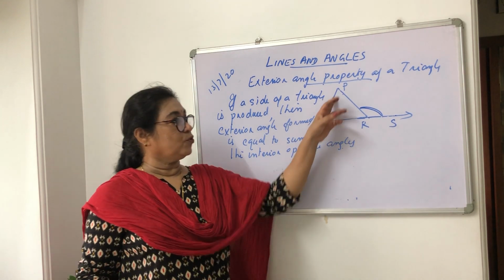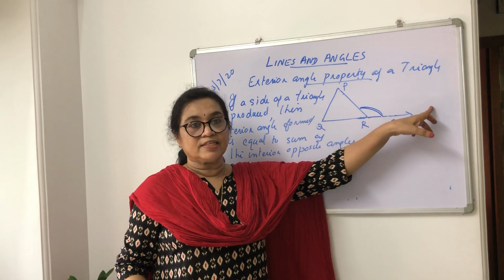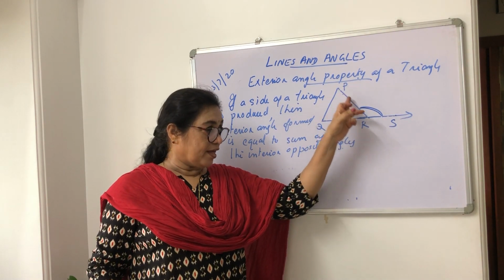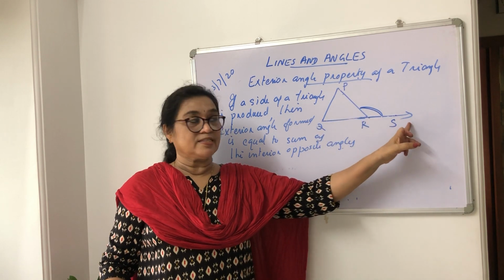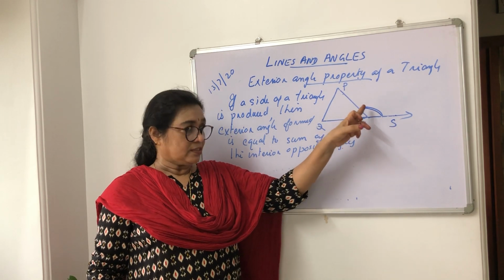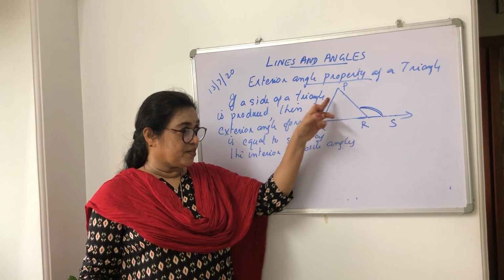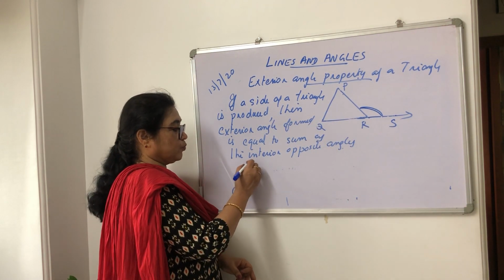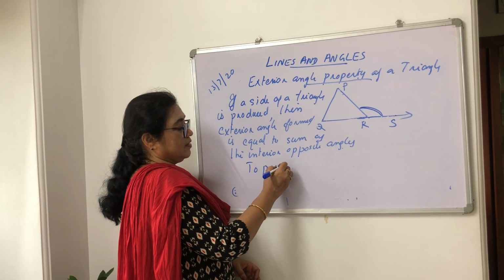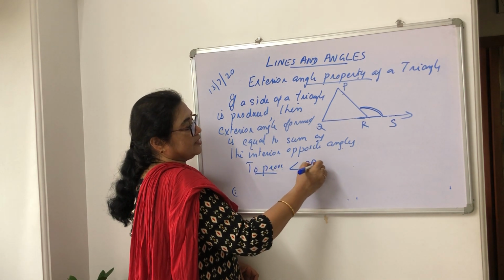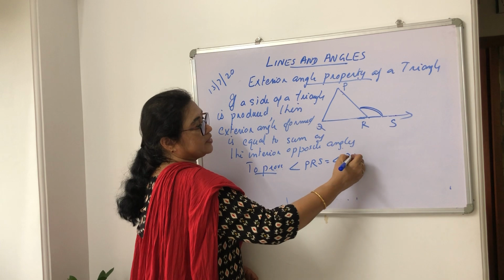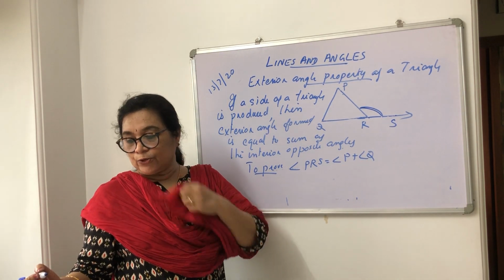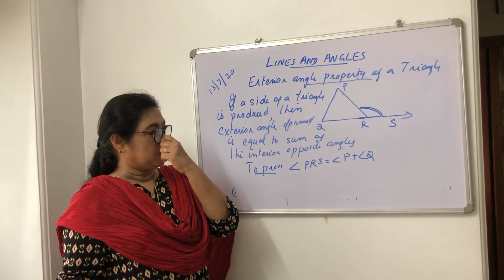That means I told you one side is extended up to S, that is QR extended to S. Then the angle formed is PRS, this is the exterior angle formed here, that is equal to the sum of the interior opposite angles. So what you have to prove is angle PRS equal to angle P plus angle Q. So how will you prove this?